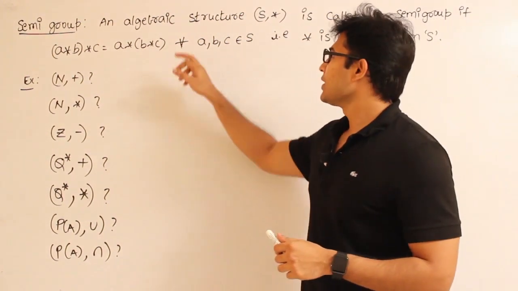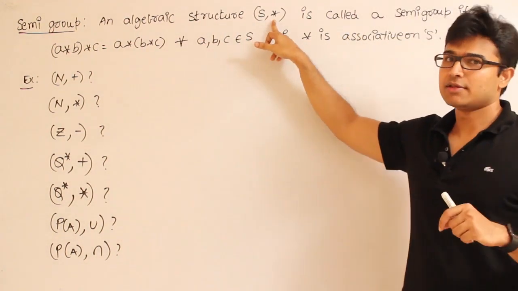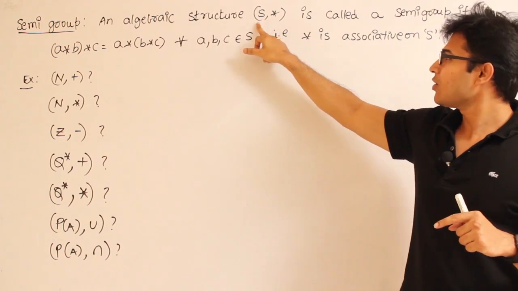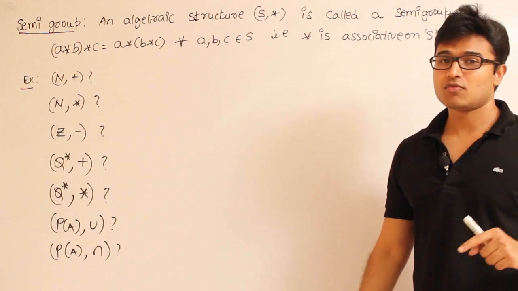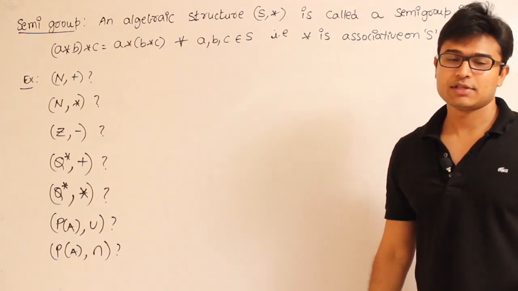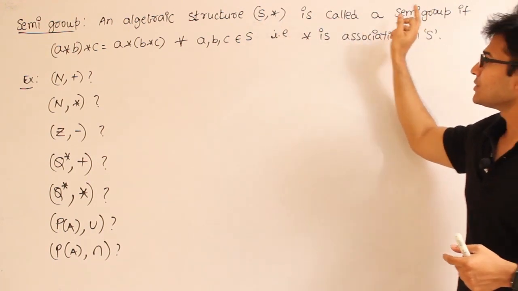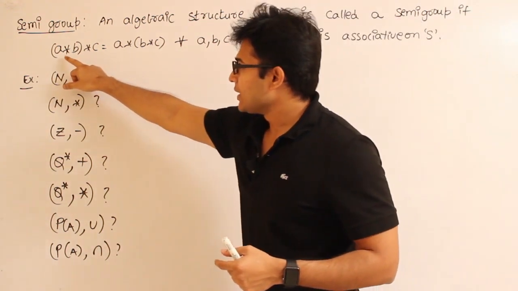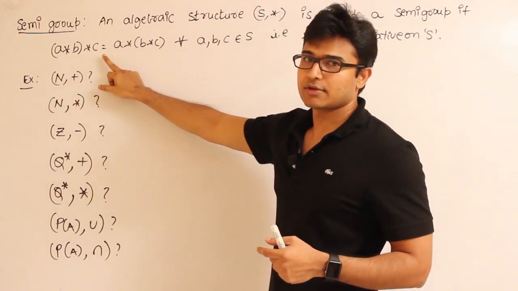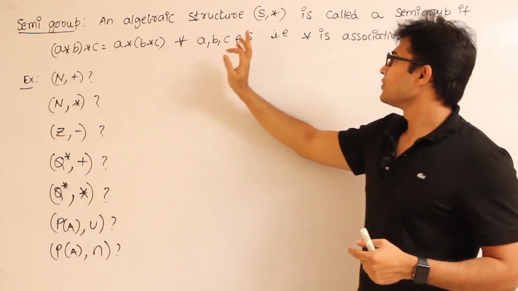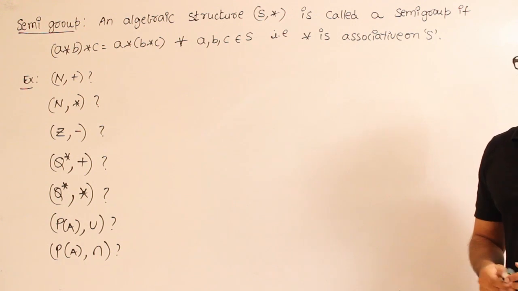Just see this statement: an algebraic structure (S, star). So what does it mean? The set along with the operator has to be first an algebraic structure. What does it mean? It has to be closed, then only we can extend it. An algebraic structure is called a semigroup if you can see this equation. In this equation it is nothing but the associative law, if star is associative on S. Got it? So let's see examples.